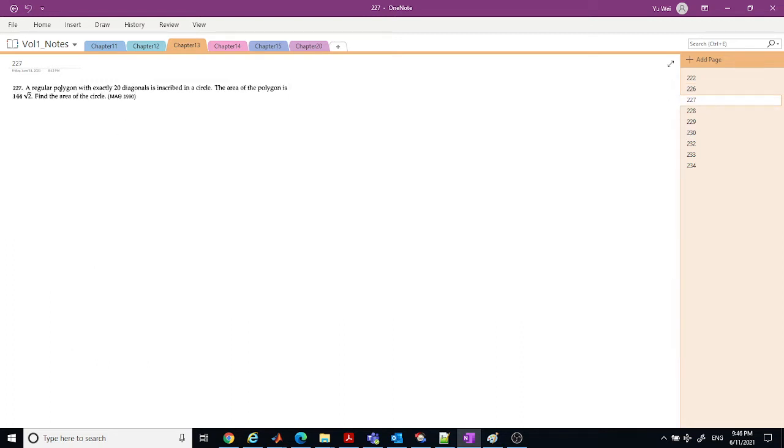So problem 227. A regular polygon with exactly 20 diagonals. This is counting the number of diagonals. If you have an n-gon, from a point A you cannot draw a diagonal to its adjacent points B and C, but to all the rest you can. So from A you can draw n minus 3 diagonals, and you have n points.